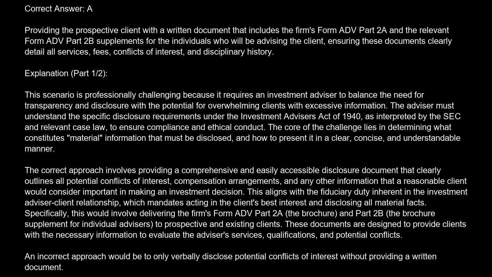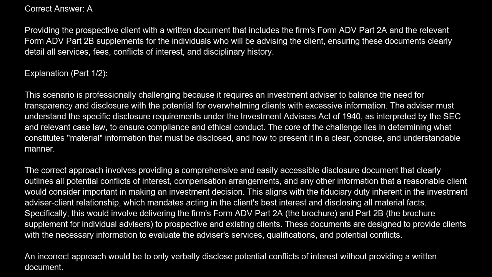Providing the prospective client with a written document that includes the firm's Form ADV Part 2A and the relevant Form ADV Part 2B supplements for the individuals who will be advising the client, ensuring these documents clearly detail all services, fees, conflicts of interest, and disciplinary history. Explanation. This scenario is professionally challenging because it requires an investment advisor to balance the need for transparency and disclosure with the potential for overwhelming clients with excessive information.